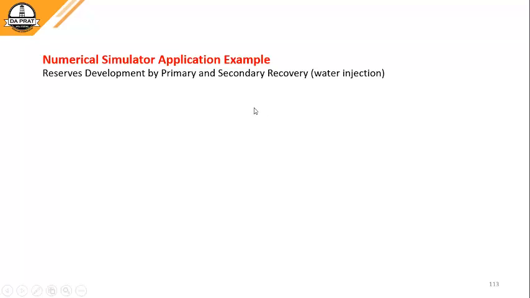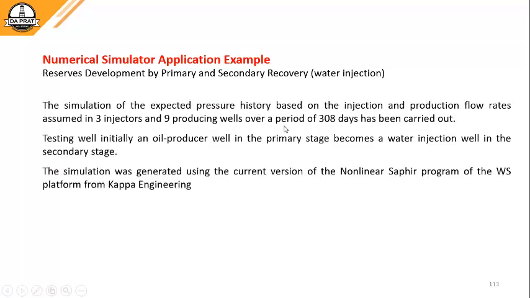Okay, now let's expand our example by adding some primary production and secondary recovery. I mean, by adding a test that includes the transition from primary to secondary recovery. So what we're going to see is the simulation of the expected pressure history based on the injection and production flow rates assumed in 3 injectors and 9 producing wells over a period of 308 days.